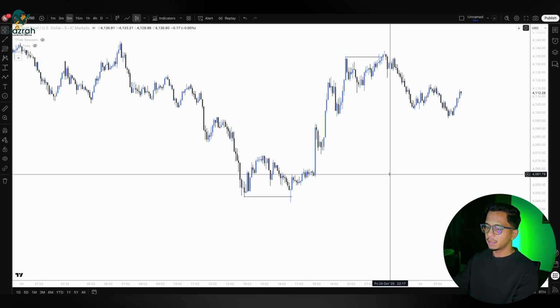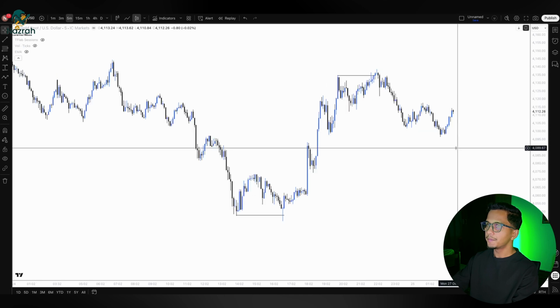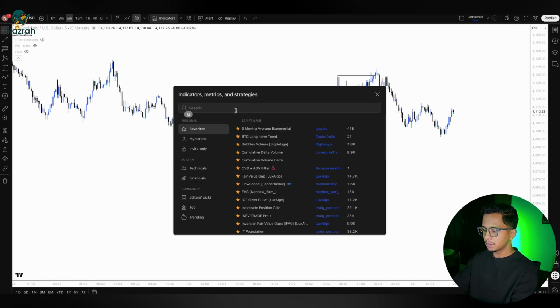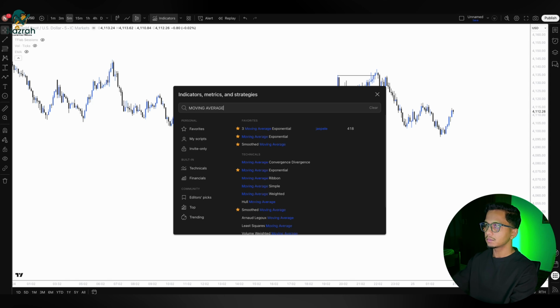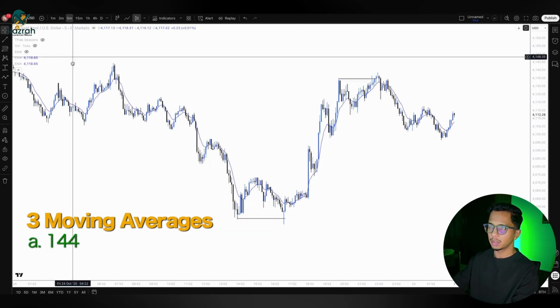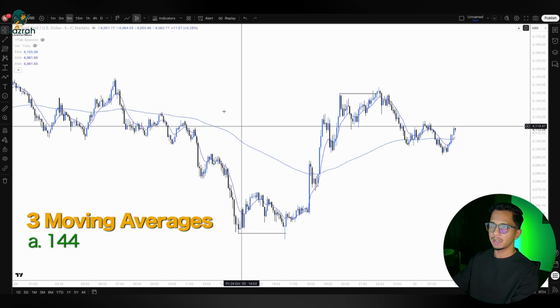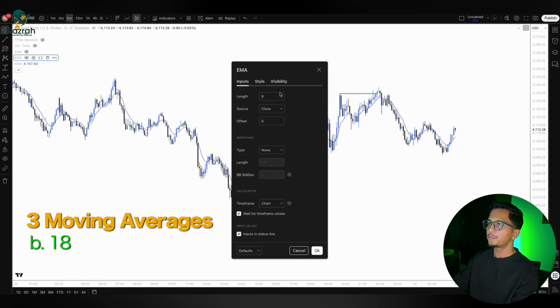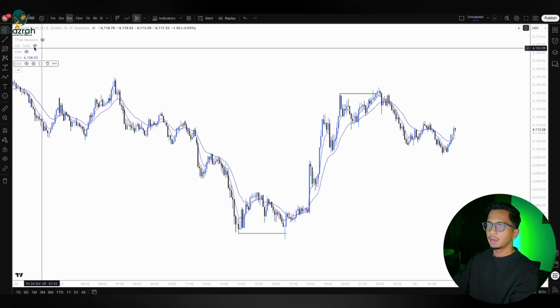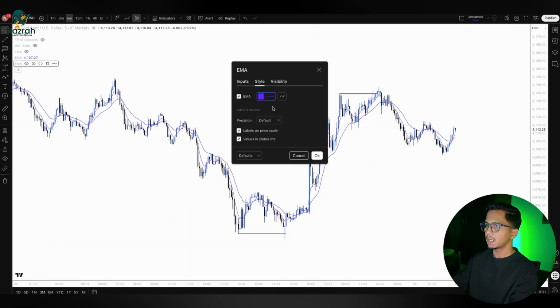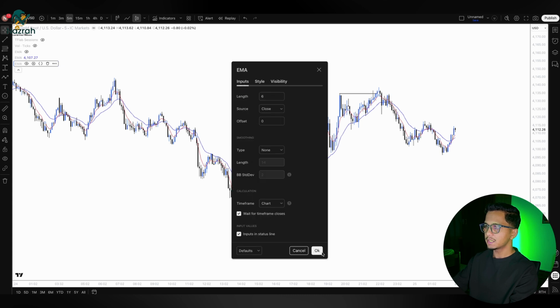Now, once you have found the inducement, the second is the EMA crossover. Now, if you go to indicators and type moving average again, you need to select moving average exponential twice. So now we are going to have three moving averages in total. The first is the 144, which is already set. The second would be 18, and the third would be 6. Now to have clarity, let me just change the style to red for 6.